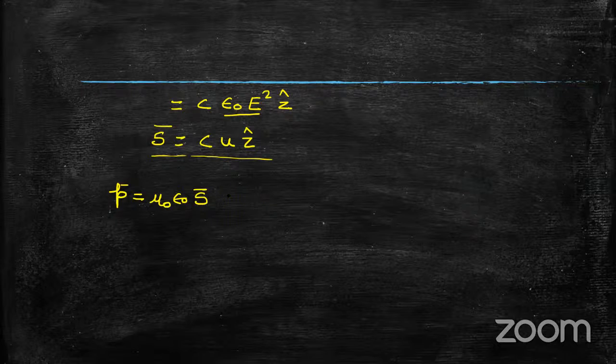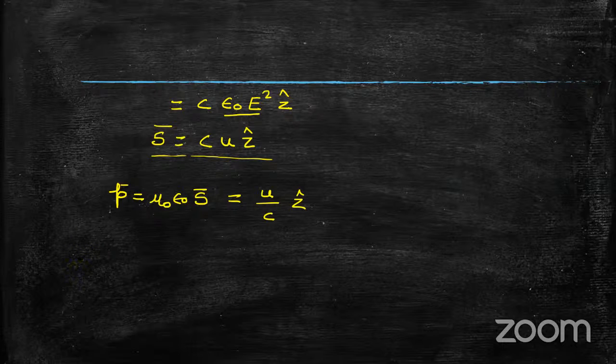So you can write down, find out what is this. Because S we already know, mu 0 epsilon 0 is 1 by C square. So it is U by C. Right? Okay.